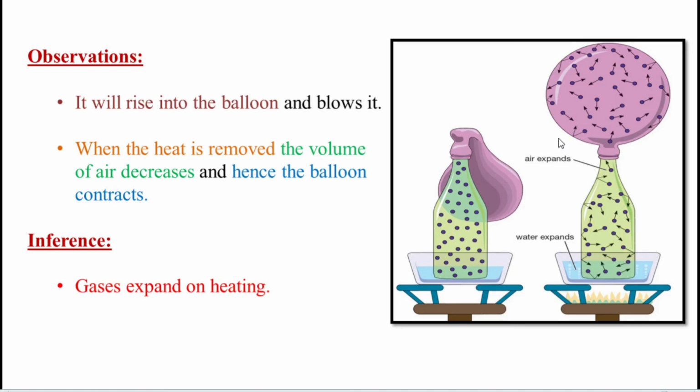When the heat is removed, the volume of air decreases and hence the balloon contracts. You can see in the second picture, when the heat is removed, the volume of air decreases and hence the balloon contracts. So students, from this activity we can easily understand that gases expand on heating.